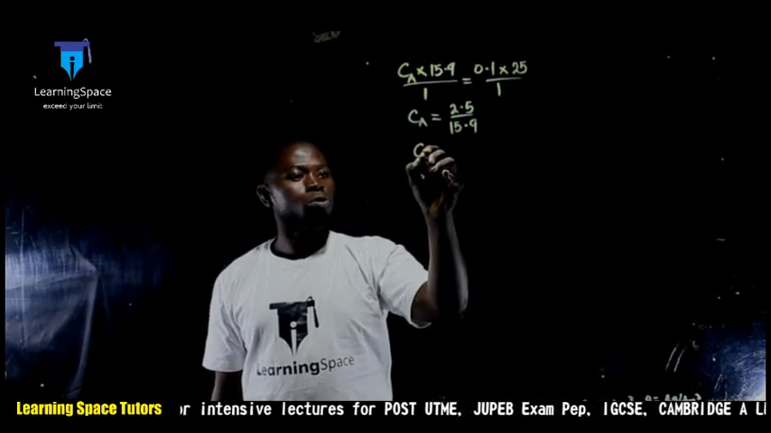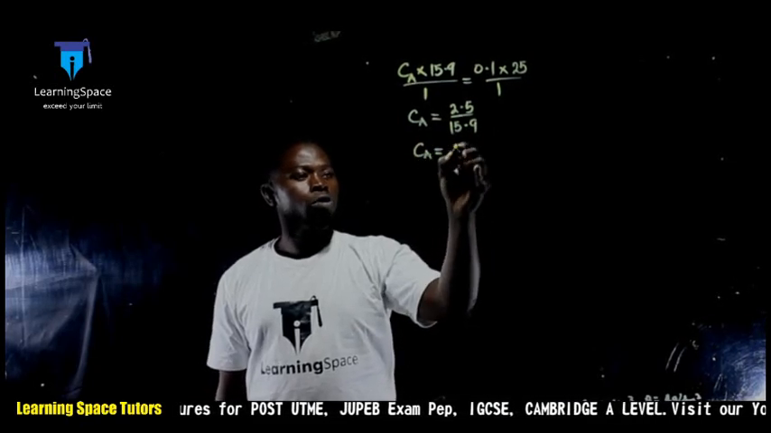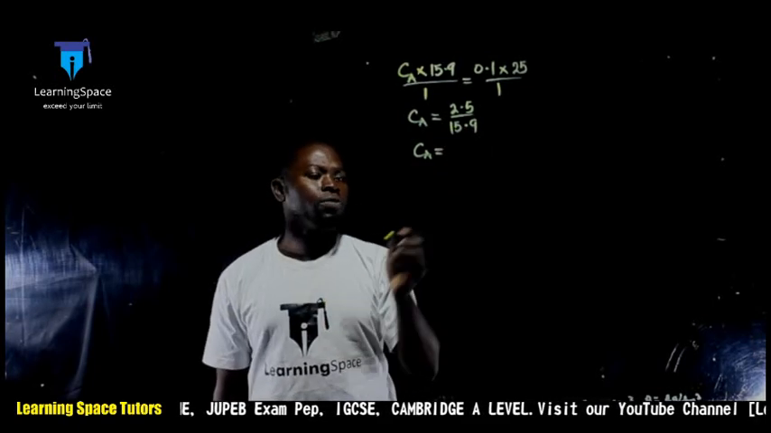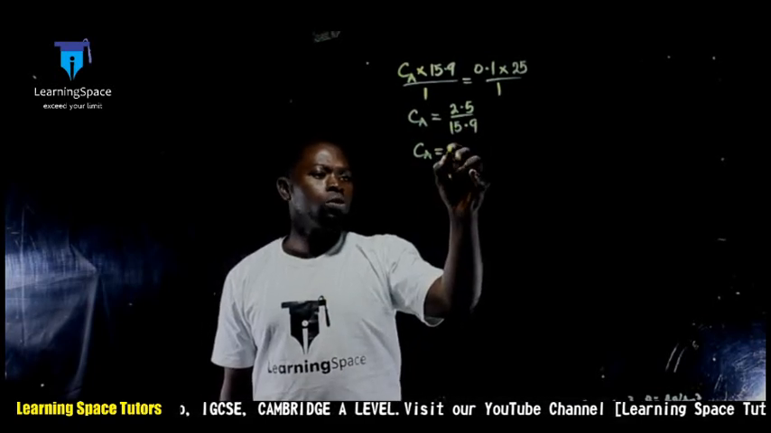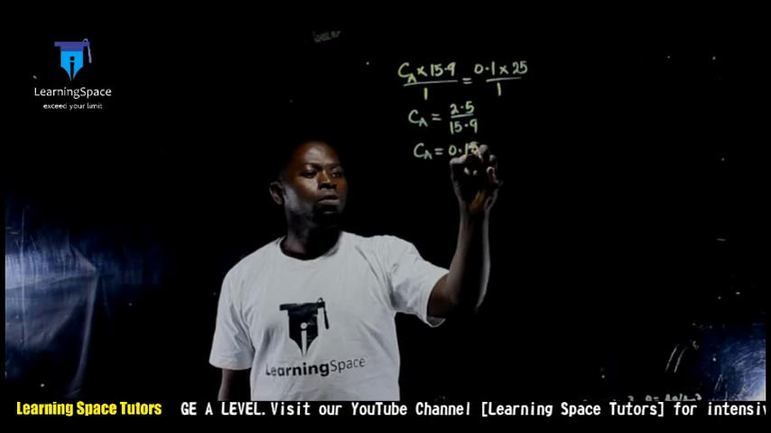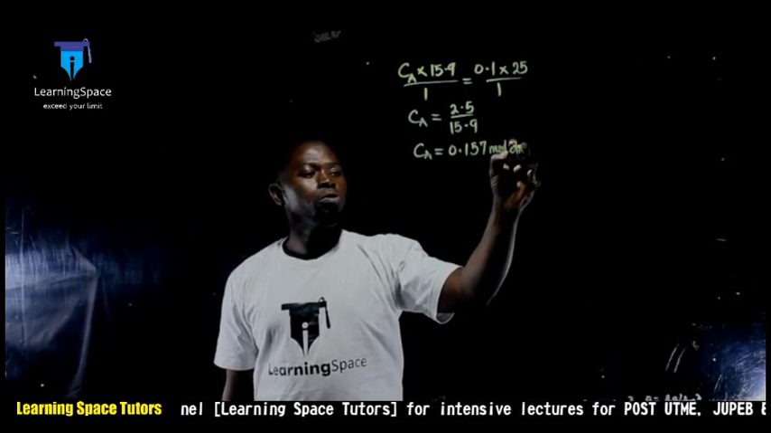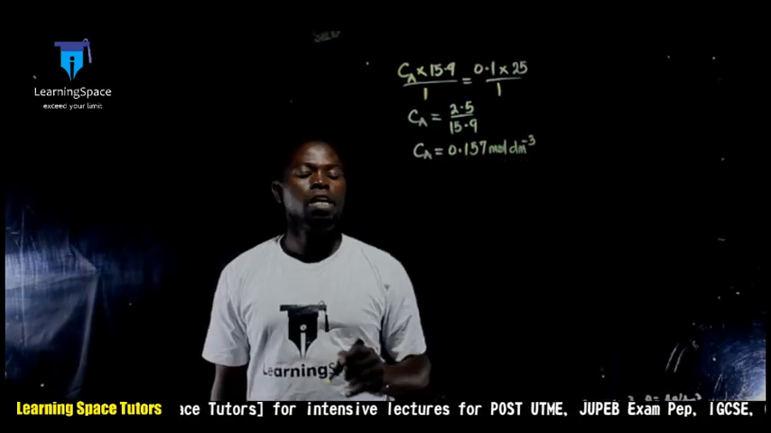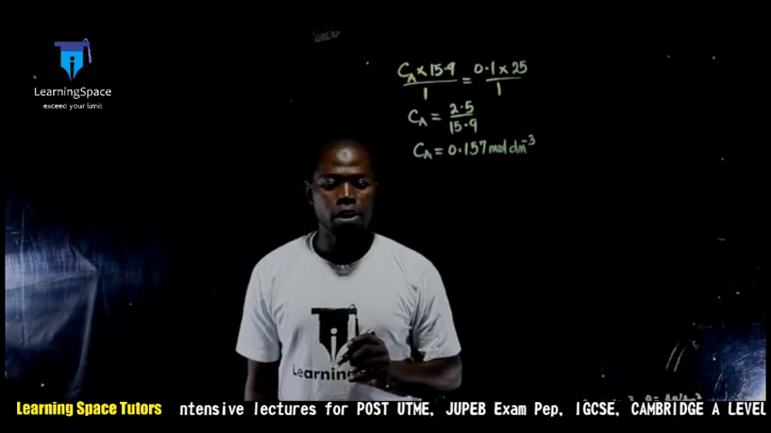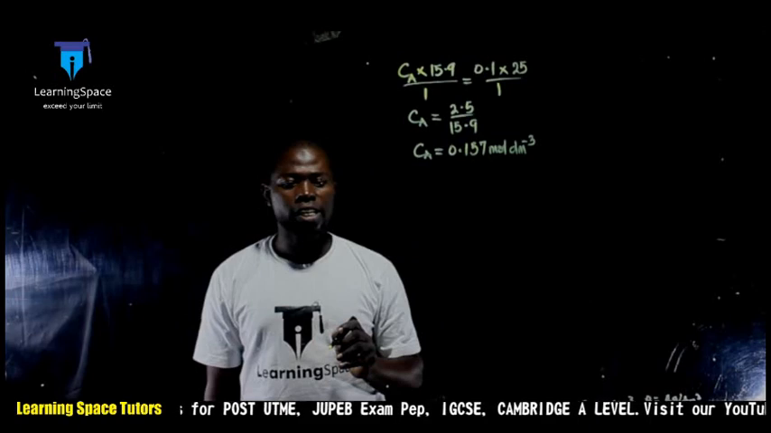Okay, so the Ca is going to give us, if you use the 2.5 to divide by our 15.9, something approximately 0.157 in mole per dm cube. That is the concentration of A in mole per dm cube.